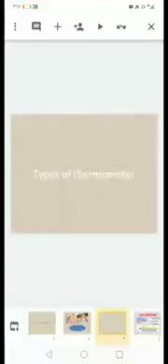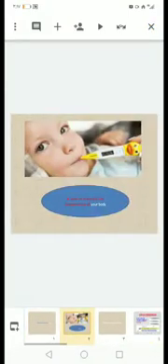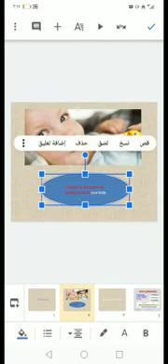Guys, today we'll talk about something we use in our life, which the doctor uses to measure our temperature. It's called a thermometer. The main function of a thermometer is to measure the temperature of your body.